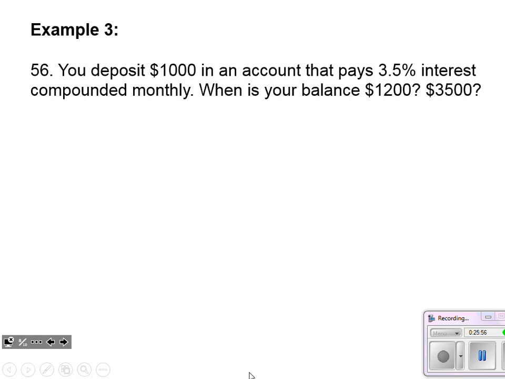Our third example: you deposit $1,000 in an account that pays 3.5% interest compounded monthly. When is your account balance $1,200? How about $3,500? So here, what we want to do is realize that we're trying to answer the when question. In other words, we're trying to find the time at which that will happen. Compounded monthly is another big giveaway. We're going to be using A equals P times 1 plus r over n, to the nt power. It's not continuous growth, it's happening monthly, so we need to use this formula.